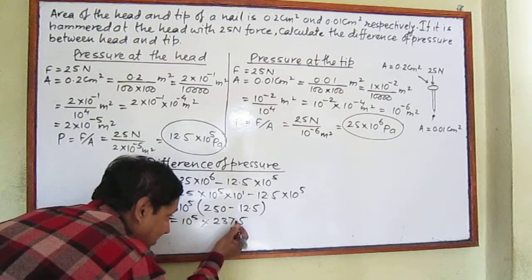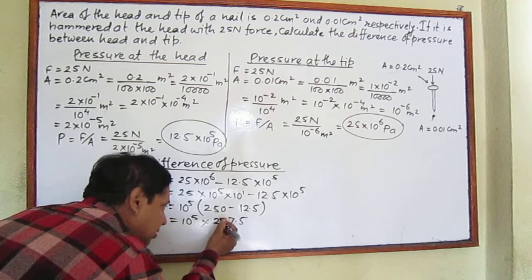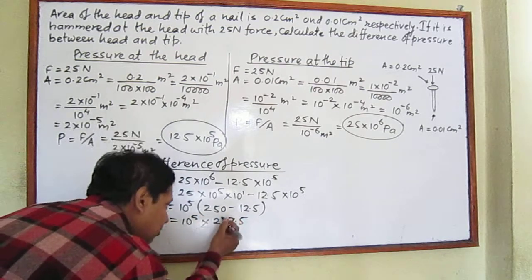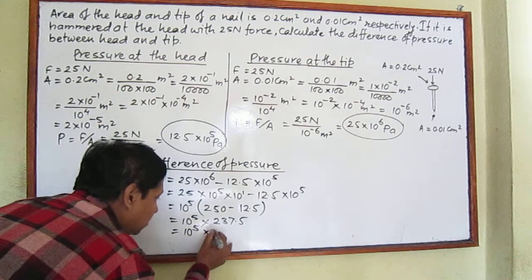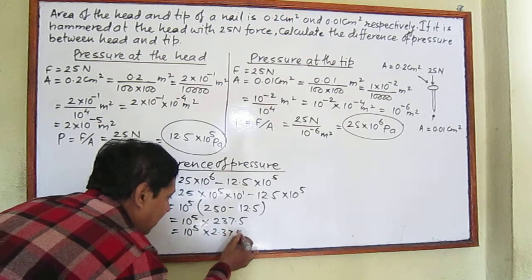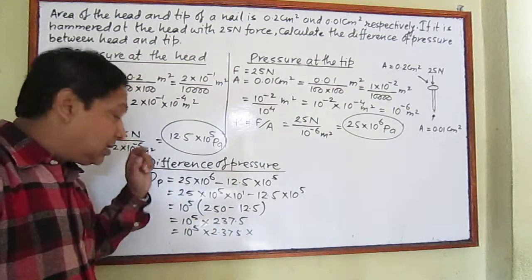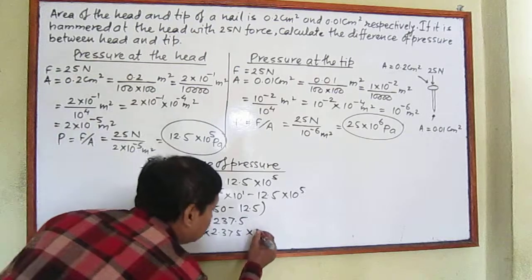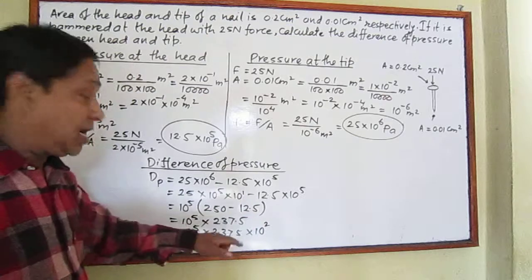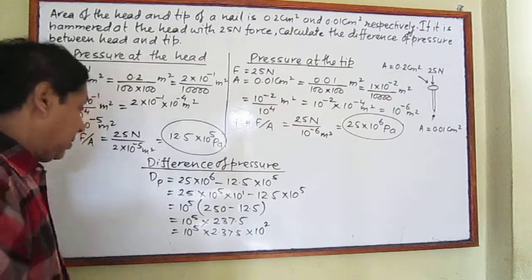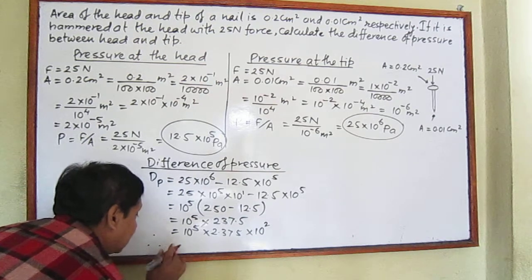Now the decimal point is generally placed after one digit. That's why I want to shift this point to this place. If it is shifted to this place, then what happens? 10 to the power 5 into 2.375, and the point is shifted 2 digits to the left, that's why into 10 to the power 2. If it was shifted to the right hand side, it would be 10 to the power minus 2. Now this value, that's why now the answer is this.